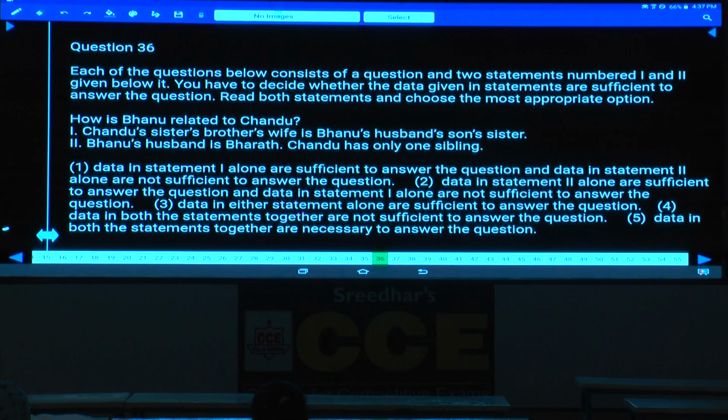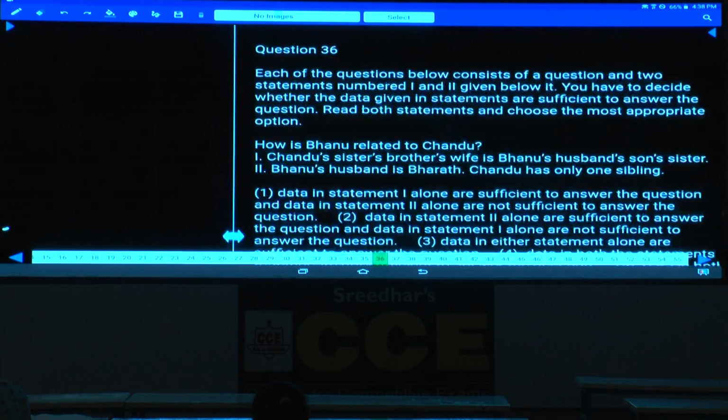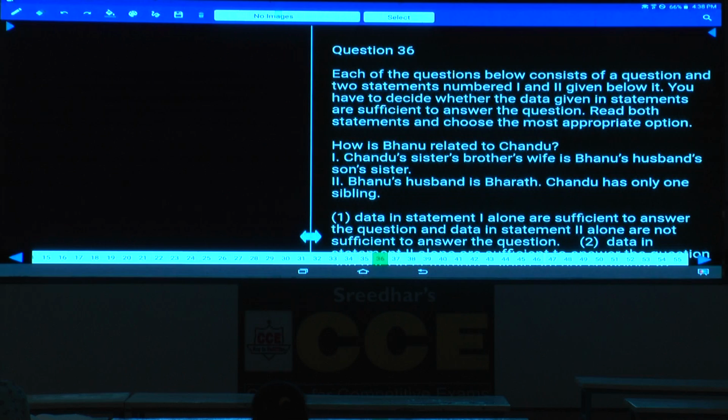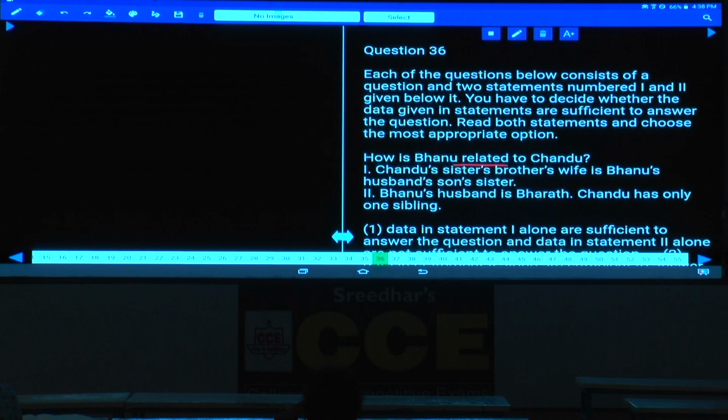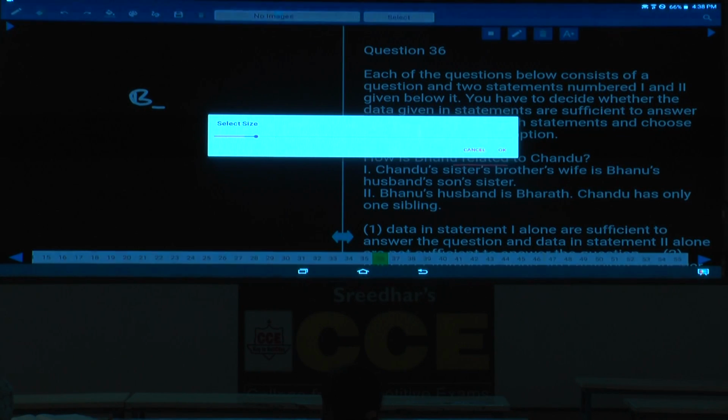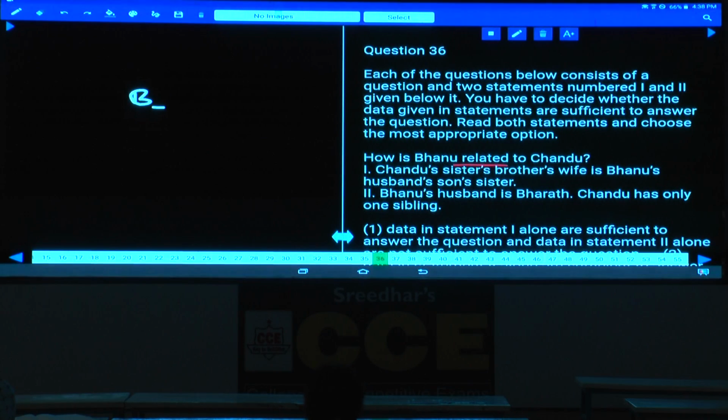Now, question number 36. In this question number 36, what is the information here? How is Banu related to Chandu? The first information is Chandu's sister. Chandu's sister's brother's wife is Banu's husband's son's sister. Now, Banu is here. This Banu is a female, so Banu's husband.